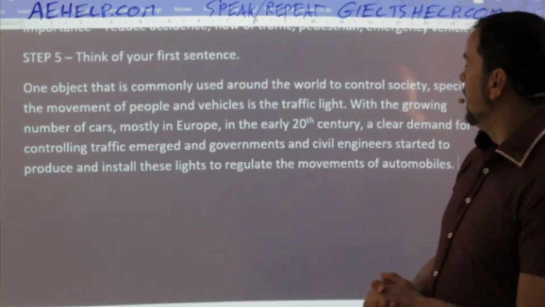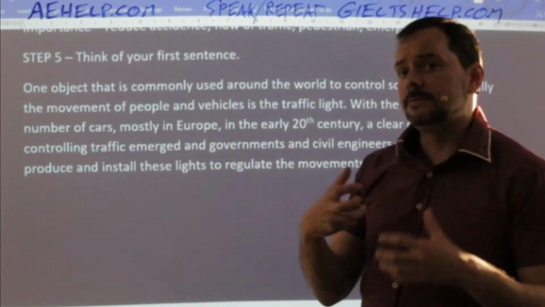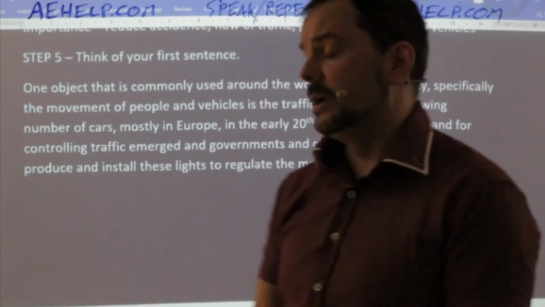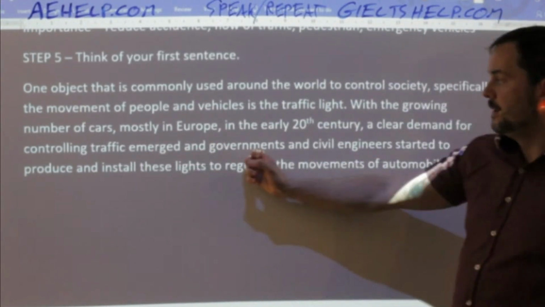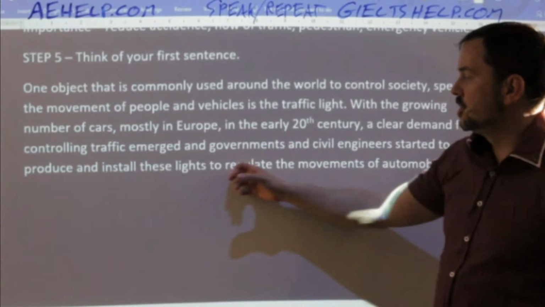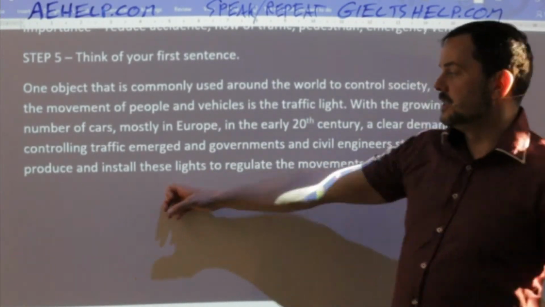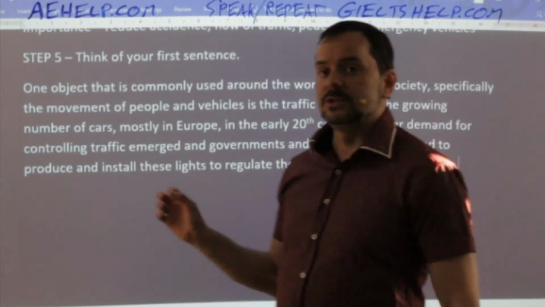Okay, this is what I wrote. Keep writing, students. I want to see some nice fluency from you. Don't worry about making mistakes. That's why I'm here, okay? All right, so with the growing number of cars, mostly in Europe, in the early 20th century, a clear demand for controlling traffic emerged, and governments and civil engineers started to produce and install these lights to regulate the movements of automobiles, okay?